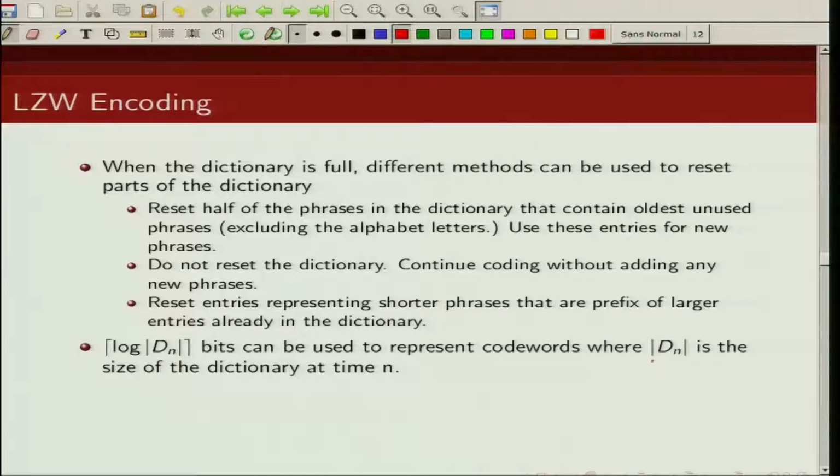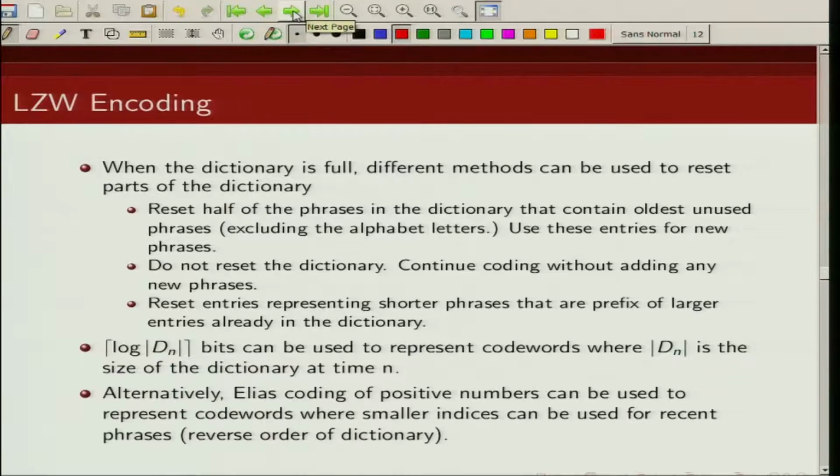If this is the size of the dictionary, we will require this many bits to represent our code words. Alternately, we can also use coding of positive numbers, which was given by Elias. We can use that to encode these code words. Now this Elias coding of positive numbers we'll talk about in next week's lecture.